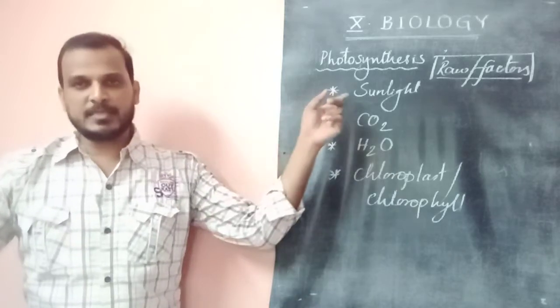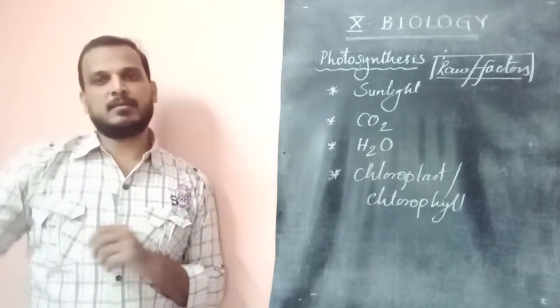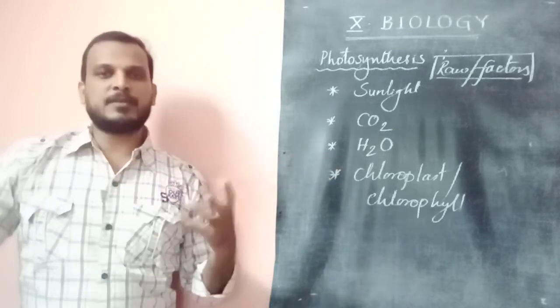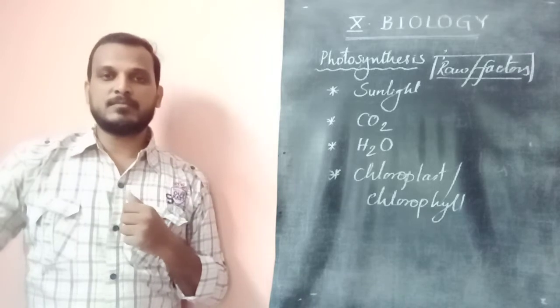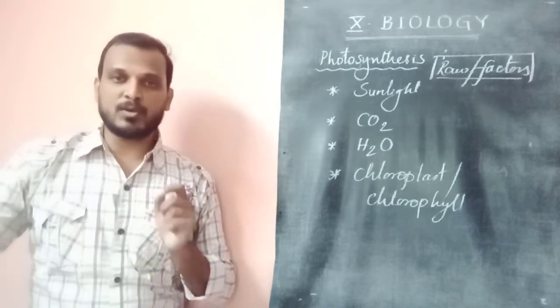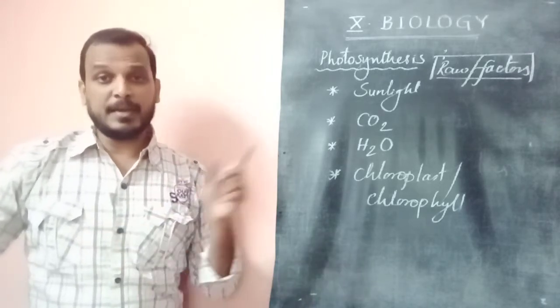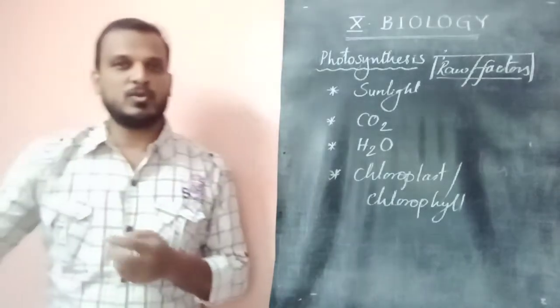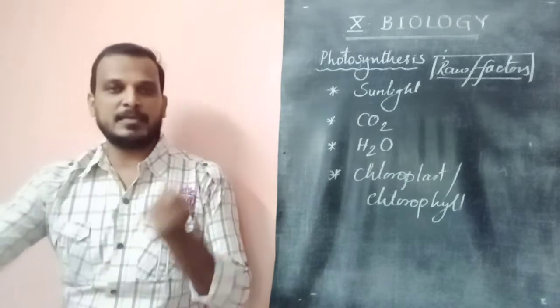We can also take sunlight by standing in a sunlighted area. We can also take carbon dioxide from air. We can also drink water, but we cannot prepare our own food because we don't have an important factor called chloroplast in animals. Chloroplast is a green colored structure, a green colored cell organelle.